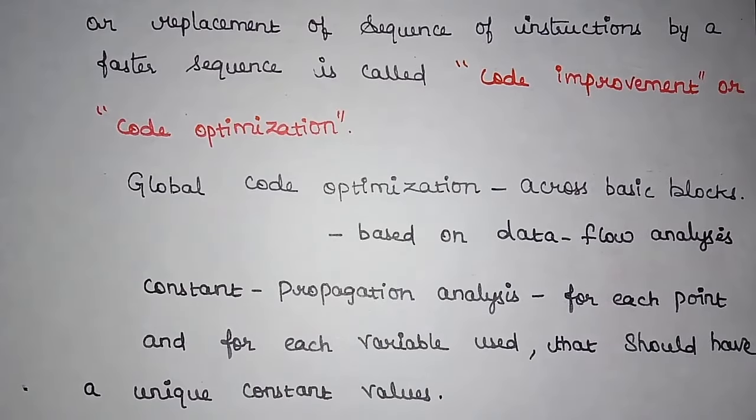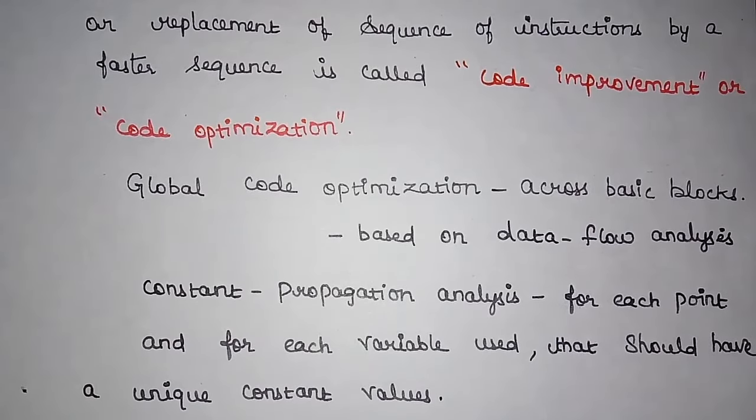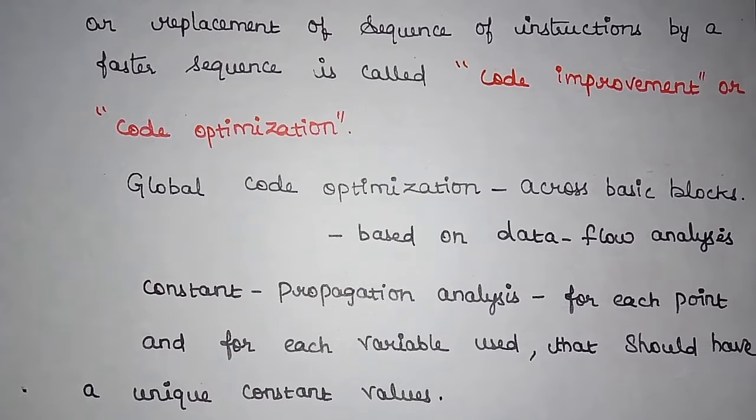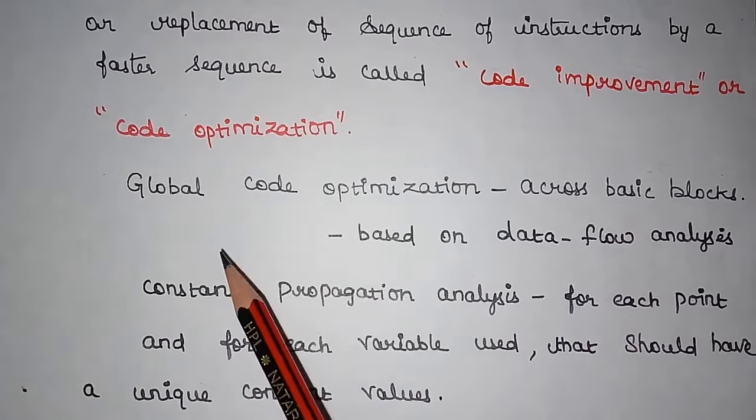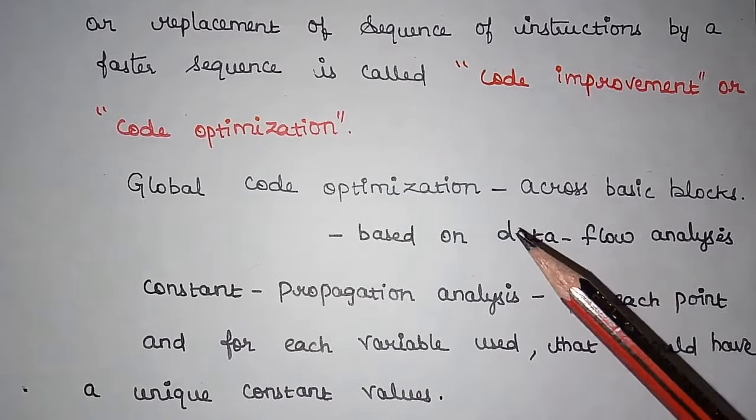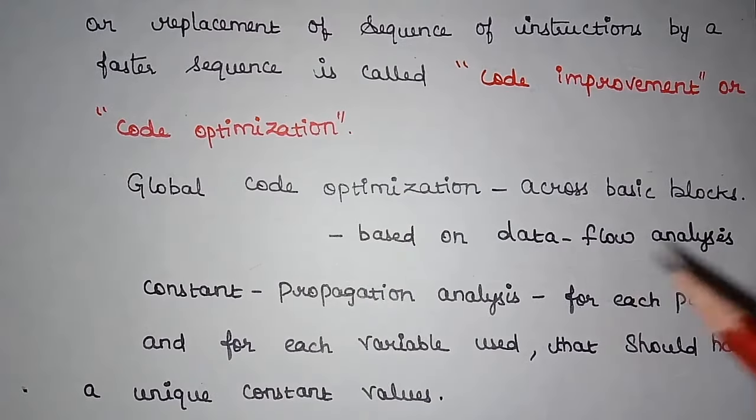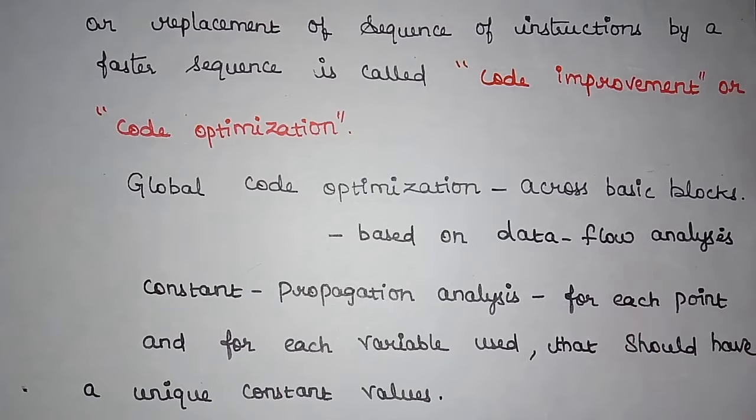When we say local code optimization, here we are improving the code within the basic block. And coming to global optimization, these are all based on the data flow analysis. That is, here the improvements are taken across the basic blocks. So in this session, we are going to discuss the global code optimization. As mentioned, global code optimization is based on the data flow analysis, and this data flow analysis is an algorithm to gather information about a program.